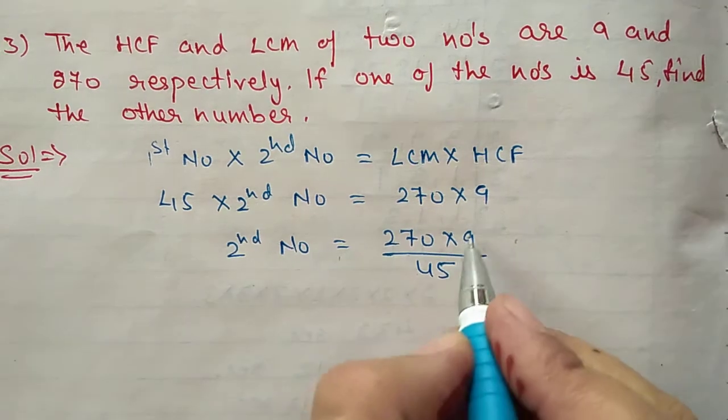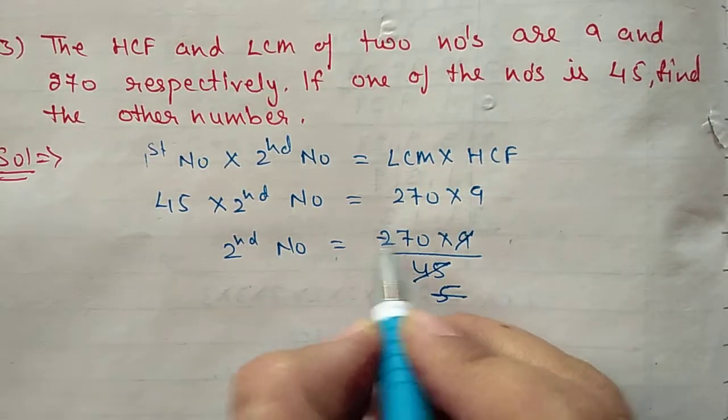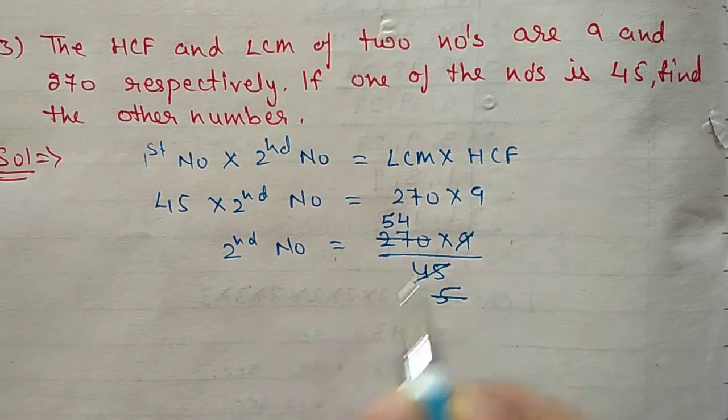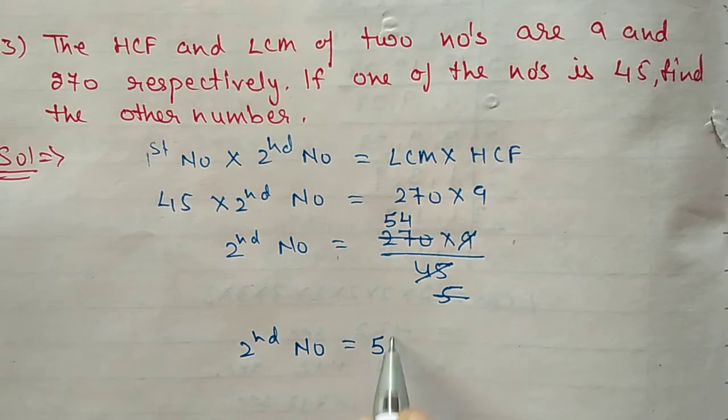This 45 we can shift to the other side, so the second number will be 270 into 9 by 45. Now we can do the cancellation. 9 5s are 45, so with the table of 5 we can cancel. 5 5s are 25 and 5 4s are 20. So the second number is 54.